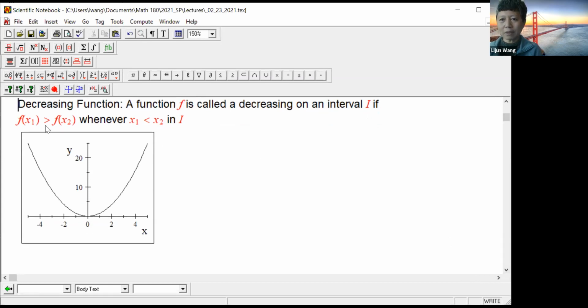Okay, so that's the definition of decreasing function. And here we have a function, and this function is f of x equals x squared.